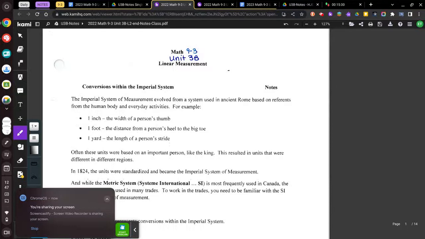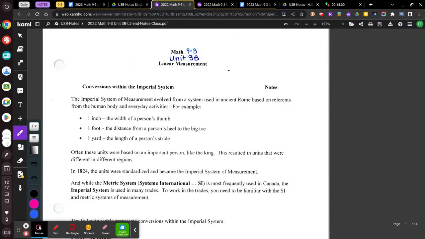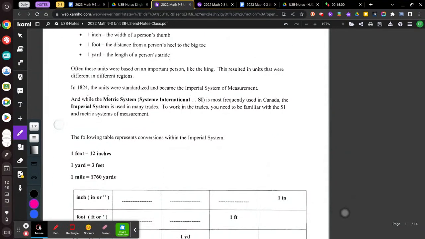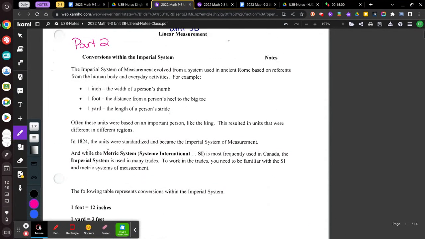Okay, this is Unit 3B, linear measurement. This is part 2 of converting in the imperial system. So we did measurement, converting from imperial to metric and back and forth. Now we're going to do just within the imperial system. So if we take a look, these are called referents.